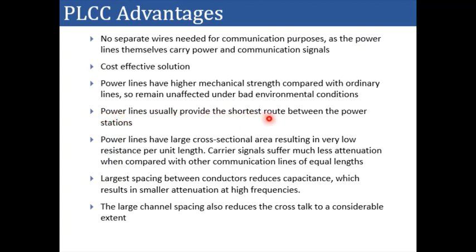Power lines usually provide the shortest route between the power stations. That's why substation to substation data communication can be done with the help of PLCC. Power lines have large cross-sectional area resulting in very low resistance per unit length. That's why carrier signals will suffer much less attenuation when compared with other communication lines of equal length. Largest spacing between conductors reduces the capacitance, which results in smaller attenuation at higher frequencies. Large channel spacing also reduces the crosstalk to a considerable extent.